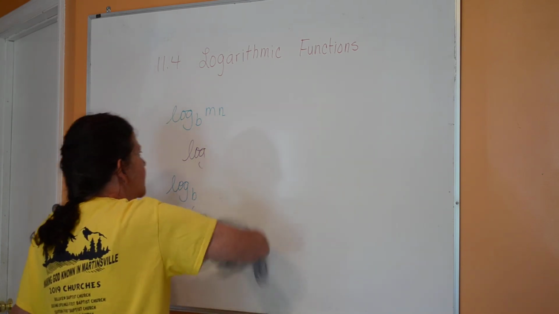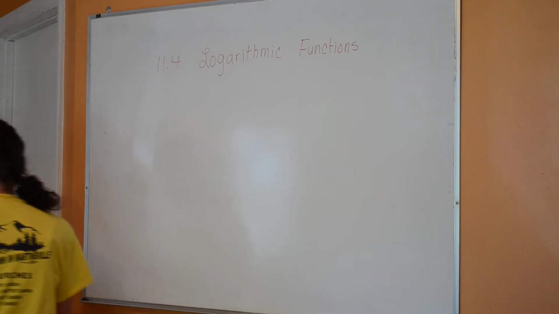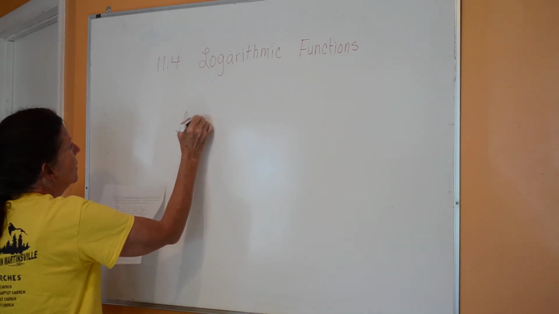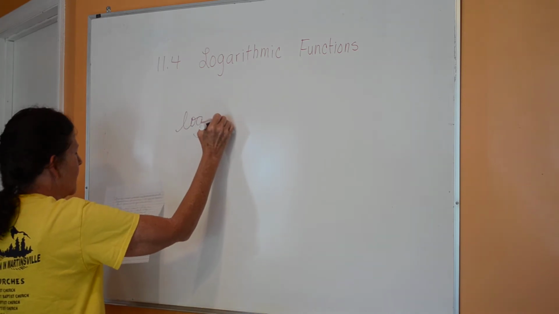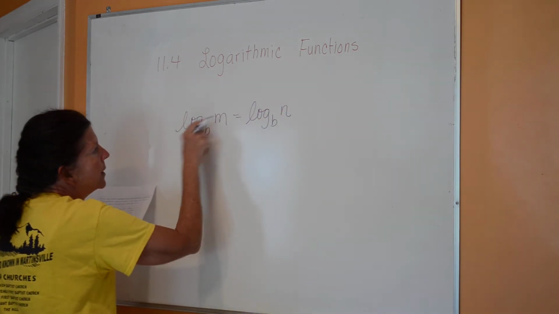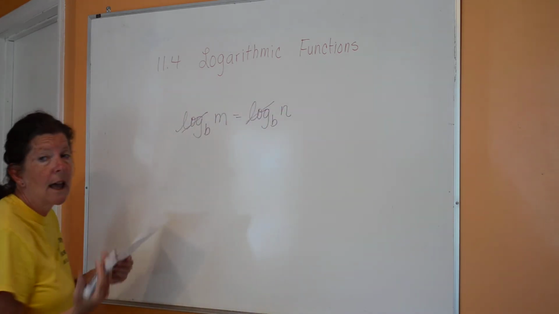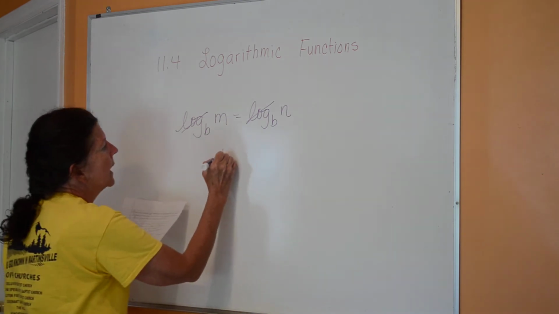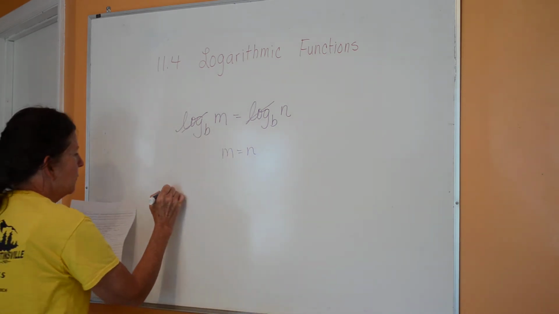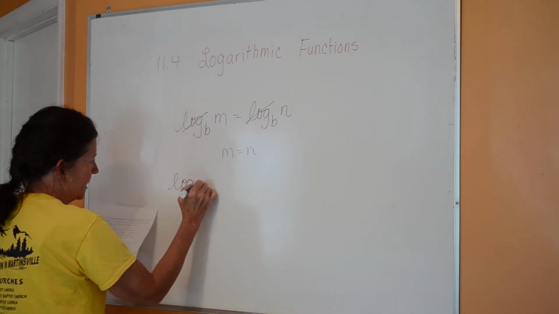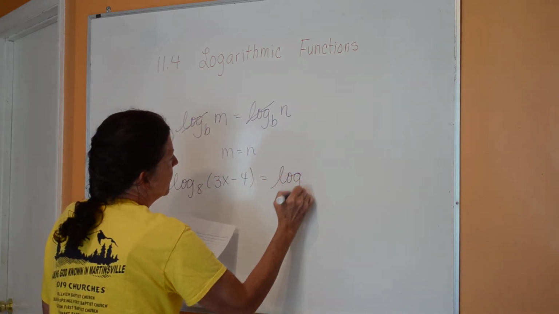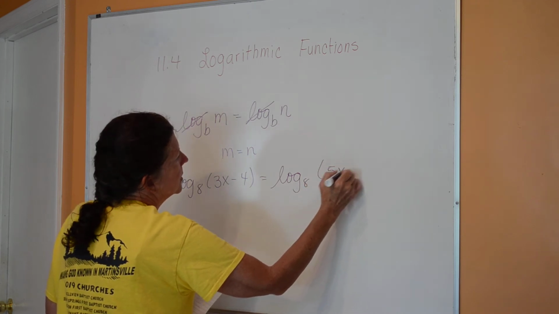All right, and then there's one other concept that we need to cover before we actually do problems here. So all of that stuff has to be learned. But here's the other thing. If I have a log of base b of m and it's equal to a log of base b of n, then my logarithms more or less cancel out, and I can say m is equal to n. An example of that would be, let's say I have a log of base 8 of 3x minus 4 equals the log of base 8 of 5x plus 2.